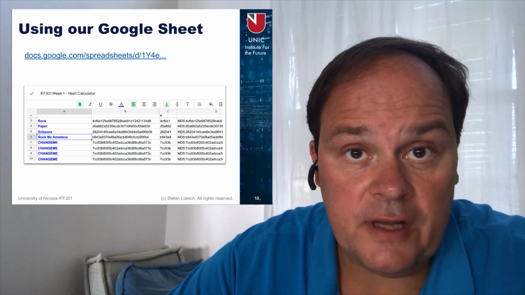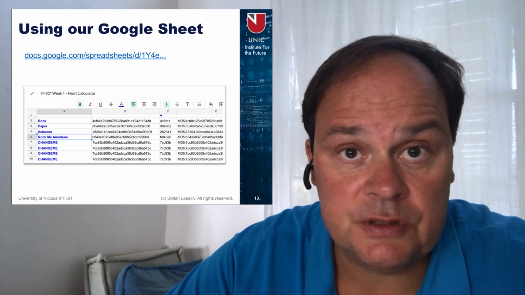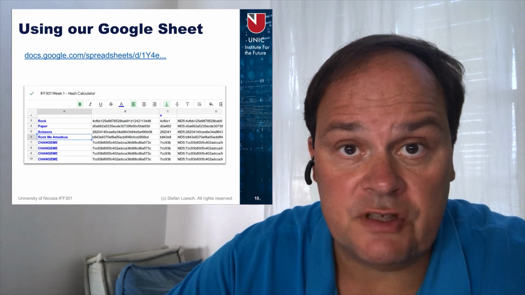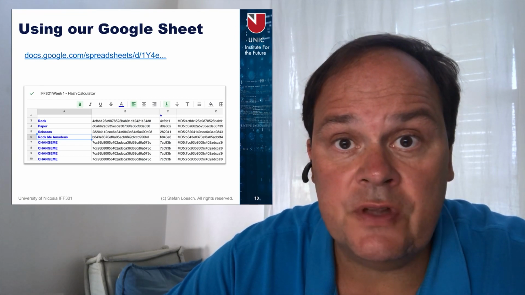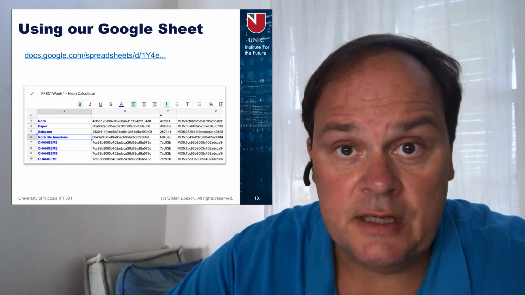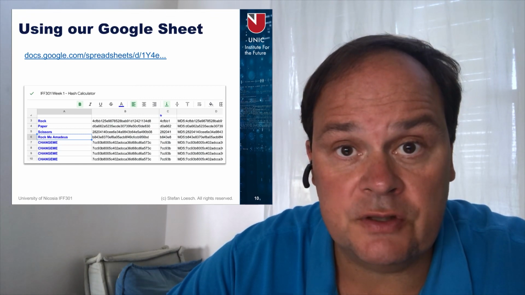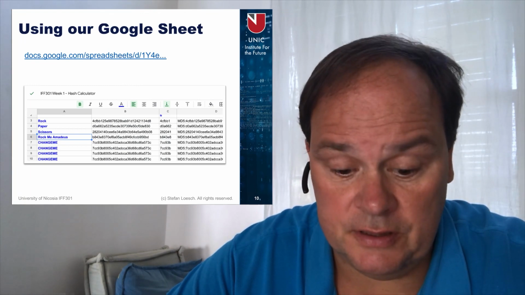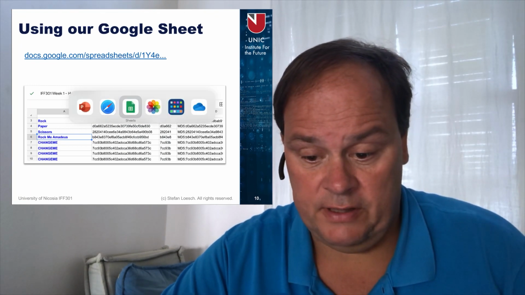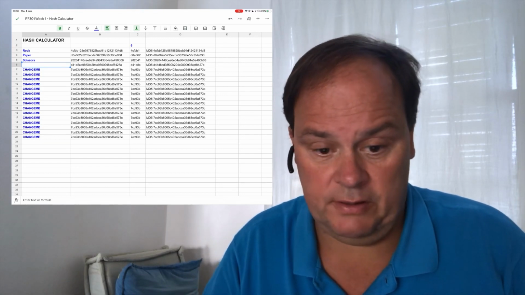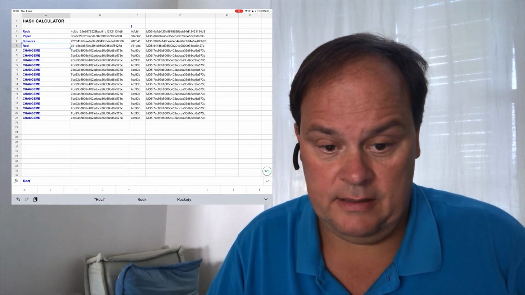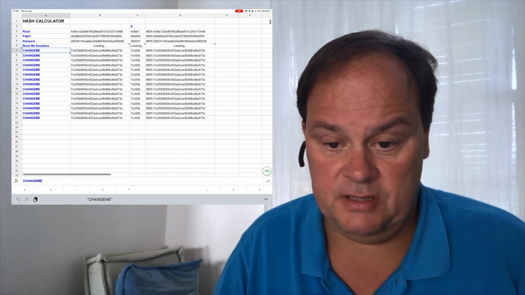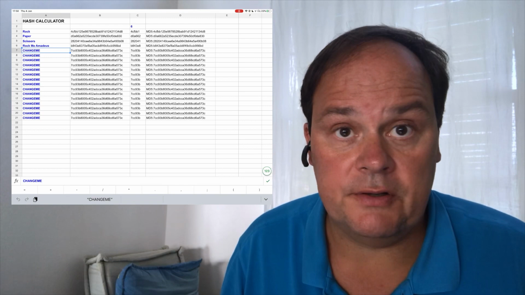An alternative, and I would recommend this for this course, just because you can then also keep track of the hashes that you've calculated, is using the spreadsheet that I've provided. Now, Google Sheets by default does not calculate MD5, but I added some code that allows it to do that. So let's have a look at this. If you look at this Google Sheet, again, you just type it in here, and again, it calculates the hash.